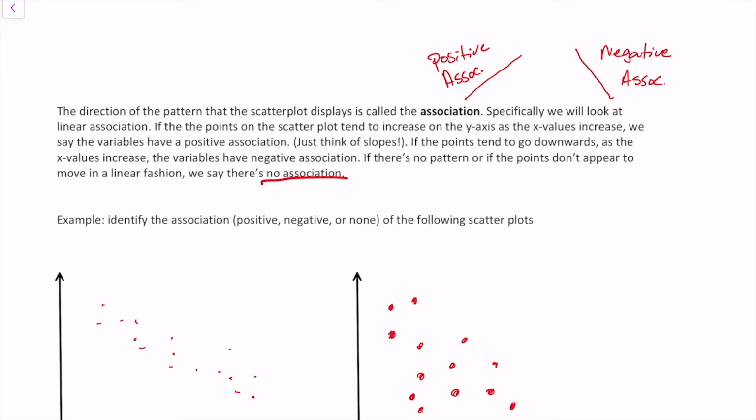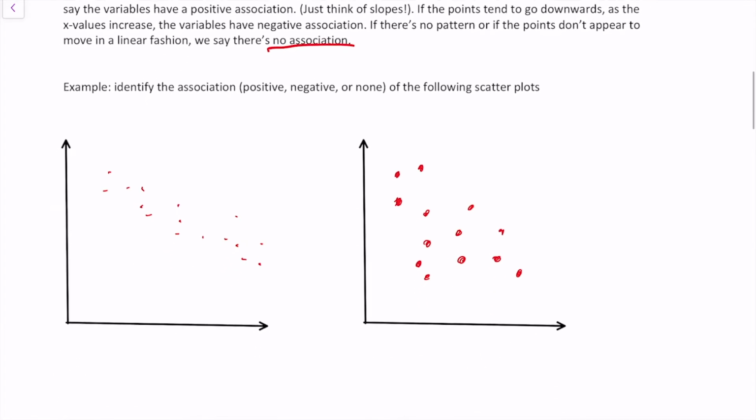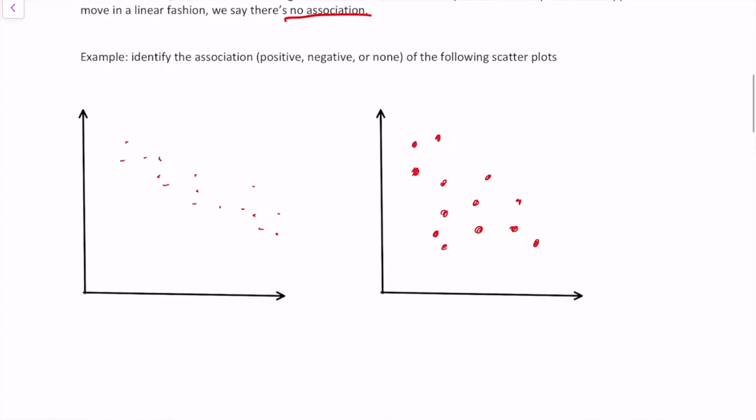For example here, what I have are a few scatter plots. I want us to go through, I have about 5 of these, I believe, and identify the association, whether it's positive, negative, or none.